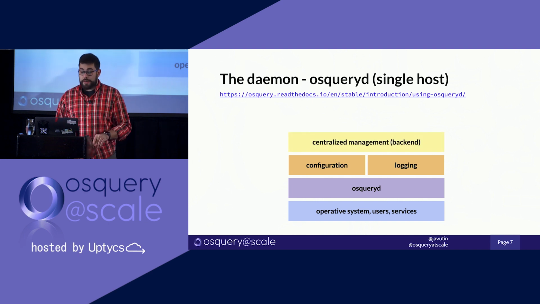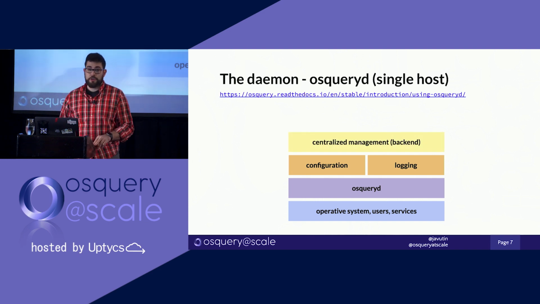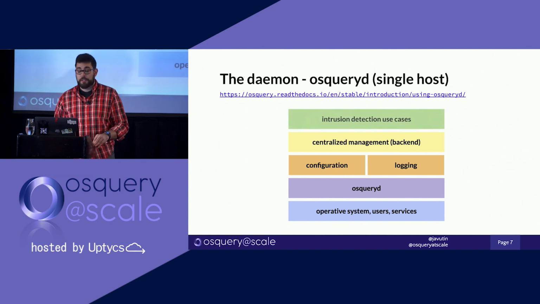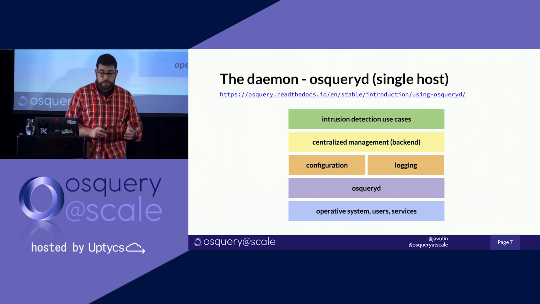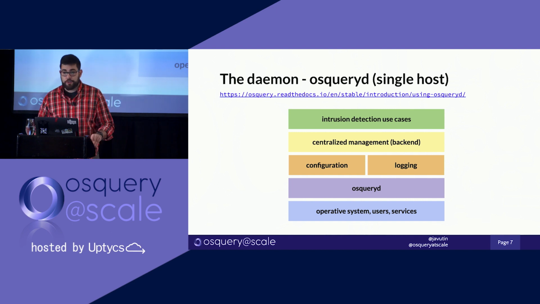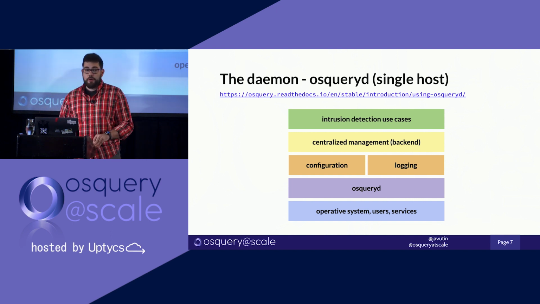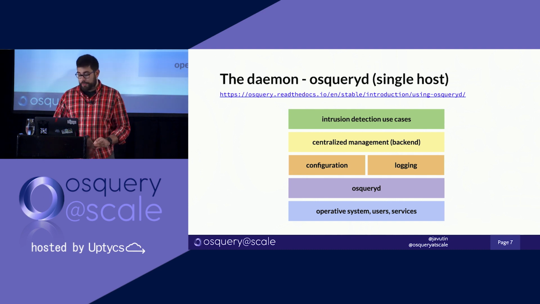Keeping those two in mind, the configuration and the logging, you're most likely going to be using centralized management, either a backend, it could be many things. We're going to go through all those details. And on top of that, there are going to be some intrusion detection use cases, or monitoring your infrastructure or compliance. There are so many things that you can do with Osquery these days. So this is basically the usage of osqueryd for a single host.